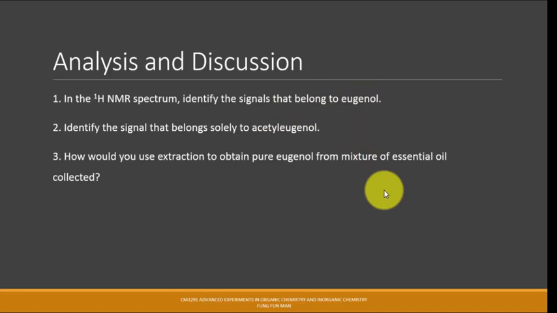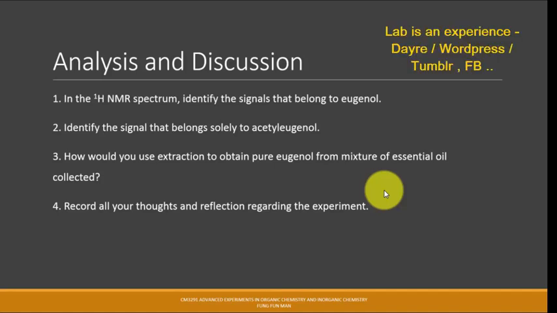The next question is, think about how you would use extraction to obtain pure eugenol from the mixture of essential oil collected. How to do it? Just brainstorm. You can talk to your friends. And lastly, record what you see, what you hear, what you feel, all your thoughts and reflections regarding the experiment. It's more like a diary, a journal, a life journal. Record what you have done, and then what's my mood, how do I feel, what happened.